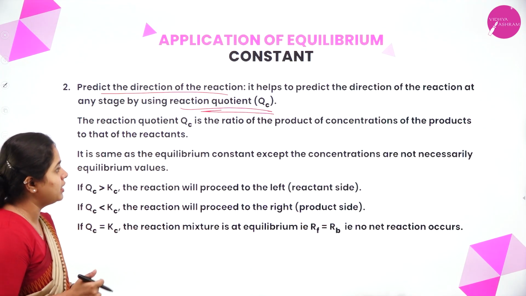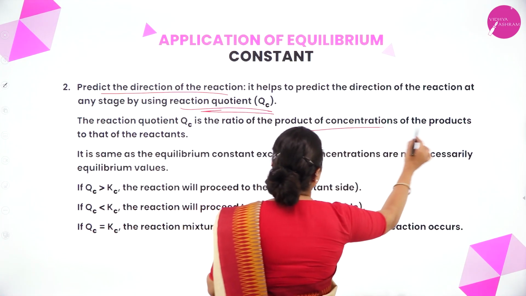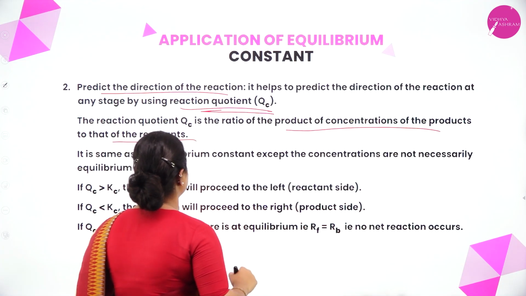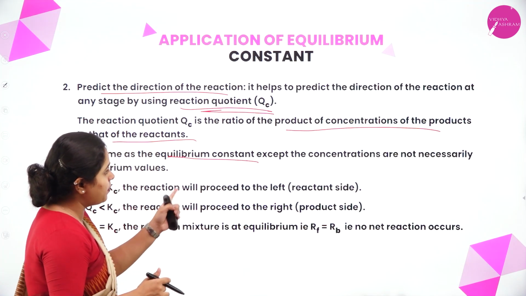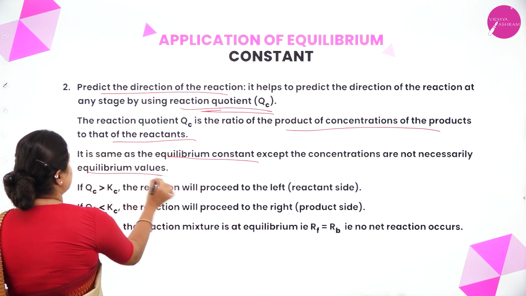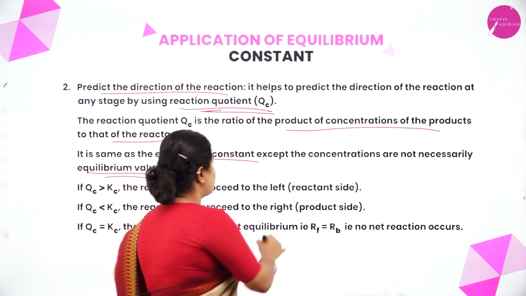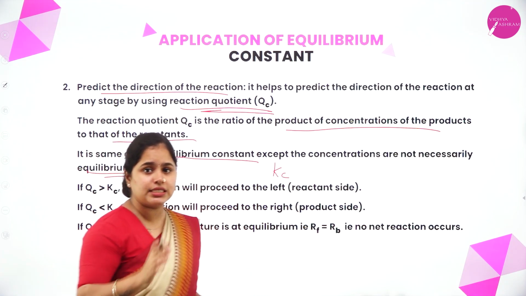The reaction quotient is the ratio of the product of concentrations of the products to that of the reactants. It is the same as the equilibrium constant, except that the concentrations are not necessarily equilibrium values. So Kc is defined only at equilibrium.